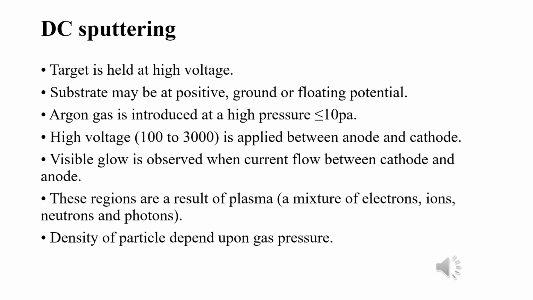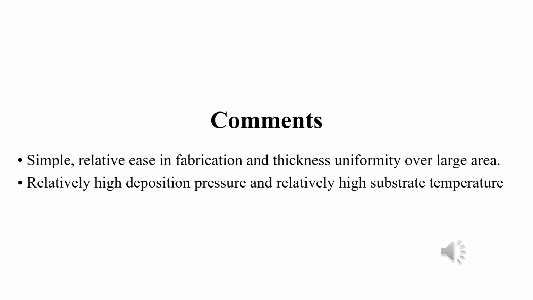Argon gas is introduced at low pressure, equal to or less than 10 Pascal. A high voltage of 100 to 3000 volts is applied between anode and cathode. A visible glow is observed when current flows between cathode and anode. The glow regions are a result of plasma. What is plasma? A mixture of electrons, ions, neutrons, and photons. The density of particles depends on gas pressure. Advantages are simple, relative ease in fabrication and thickness uniformity over a large area, while drawbacks are relatively high deposition pressure and relatively high substrate temperature.